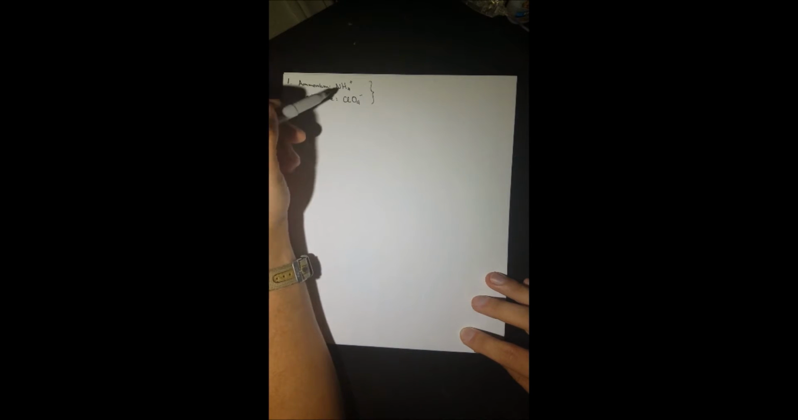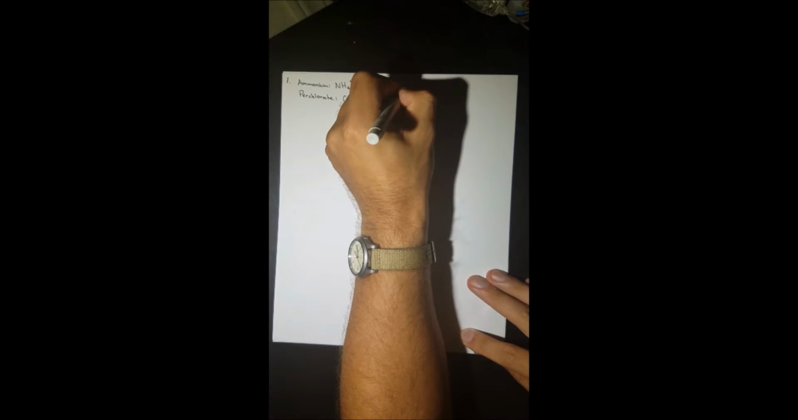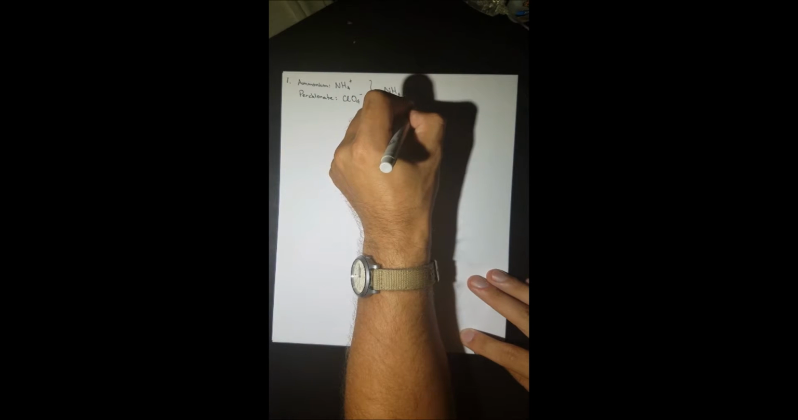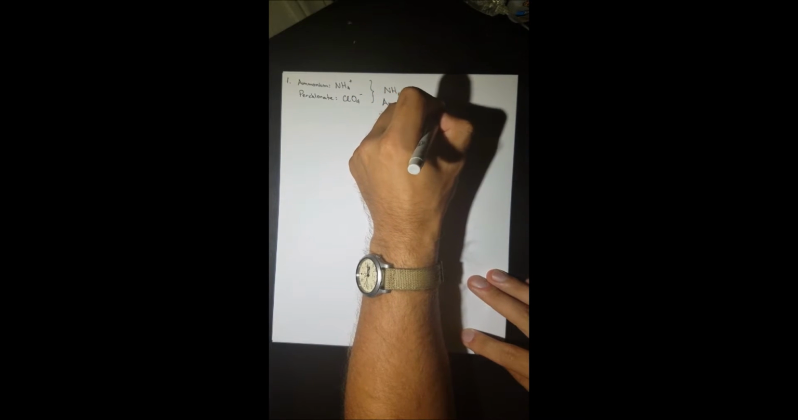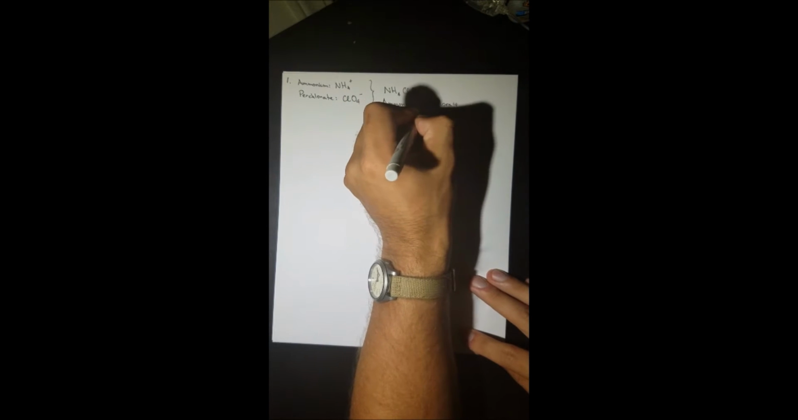When we put these together, in order to make a neutral molecule, we have to put them together in a 1-to-1 mole ratio. So it would look like this: NH4ClO4, just like that. And this is ammonium perchlorate. So the correct answer is B.